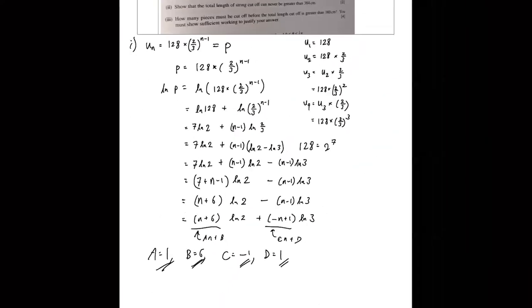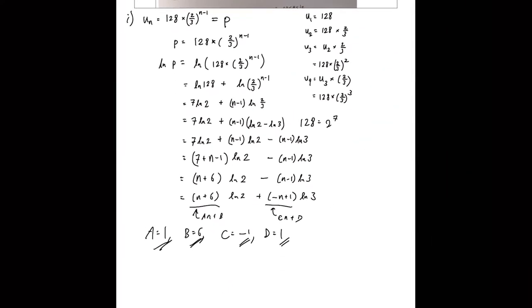Part 2: show that the total length of string cut off can never be greater than 384. So that means you want to show that the length of the rope... sorry, no. You first need to understand that the length of the rope is just equal to the sum of the length of each piece. So it's the summation of un from n equals 1 to infinity. Or of course, if you don't like the letter n, you can use the letter r.